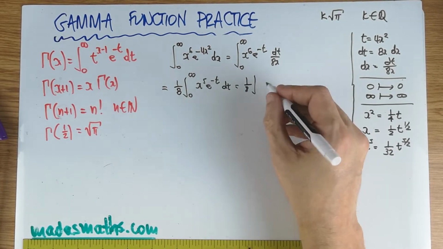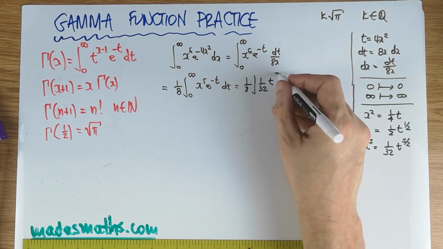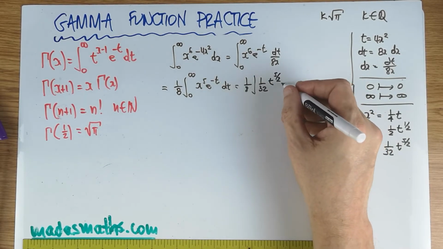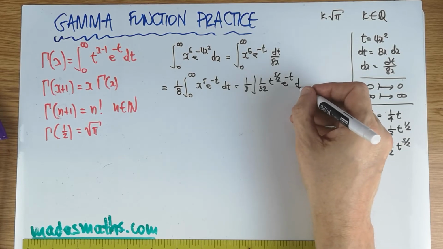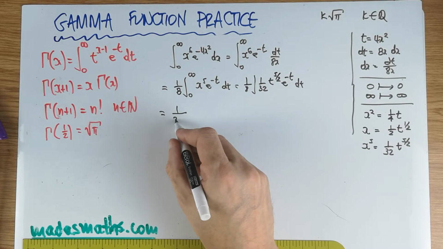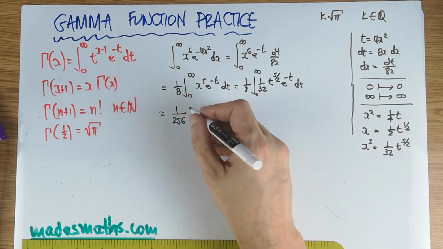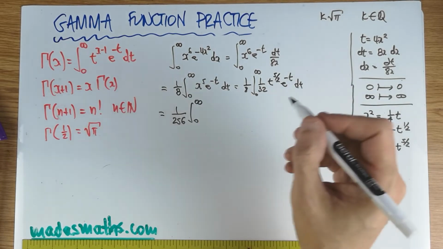The x to the 5 is, I should have really written it on the outside, it's too late now, t to the 5 over 2, e to the minus t, dt. 32 times 8 is 256. Oops, forgot the limits. And that, of course, is 0 to infinity.